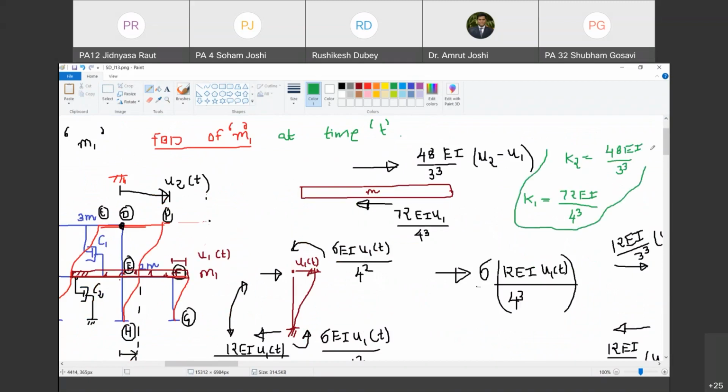Yes, sir. This is just a mathematical substitution. I am going to call K1 as 72 EI upon 4 cube, K2 as 48 EI upon 3 cube. What is K1? K1 then can be viewed as the aggregate stiffness of the ground story, and K2 can be viewed as the aggregate stiffness of the first story. Do you agree with me? Yes, sir. Okay. Having said that, now is this free body diagram complete?